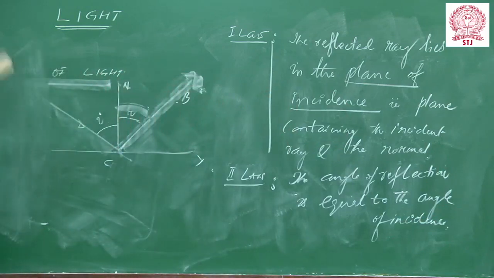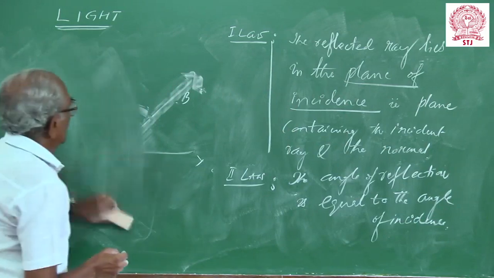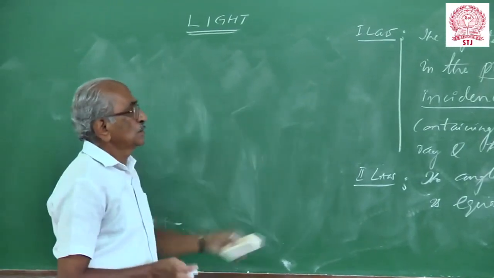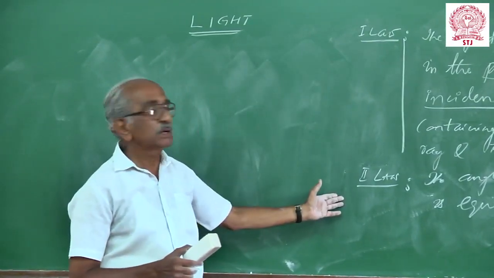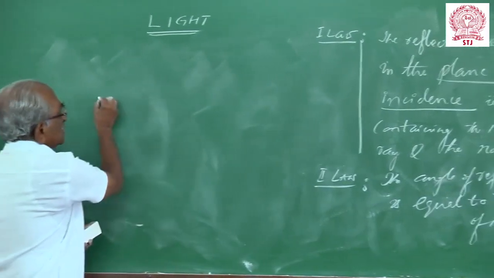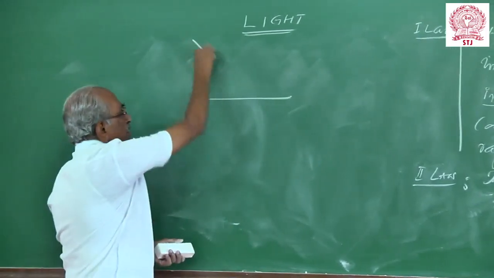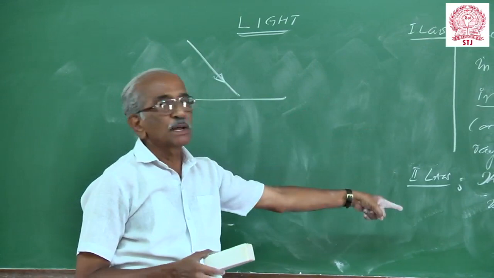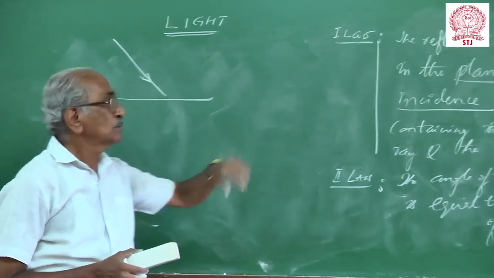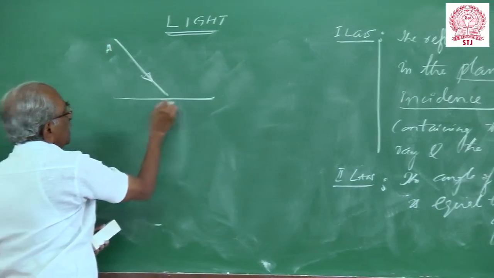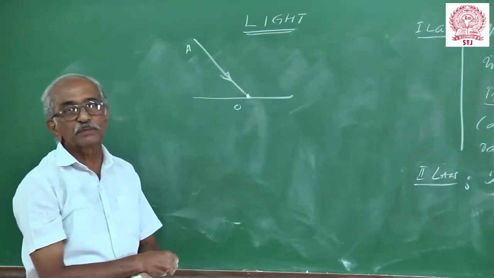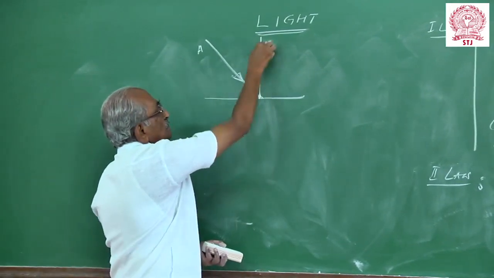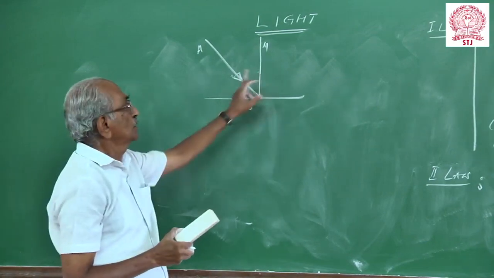Now these laws, we'll spend a little time to see how to use these things. What is the use of these two laws? See, if you have a mirror like this, if you shine a light like this, how does it go back? These two laws help us to find out. Now, the first thing is, identify the point where it falls, the point of incidence. First step. Second step, draw the normal.